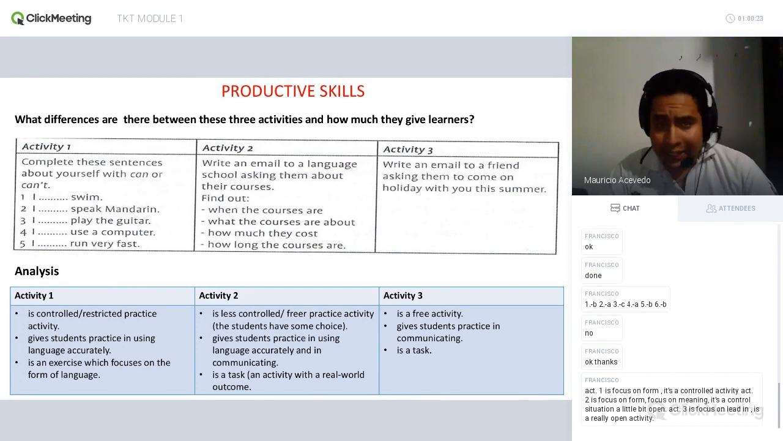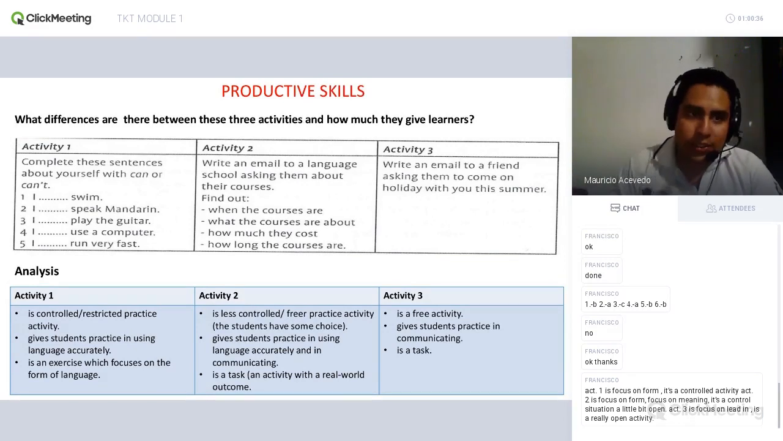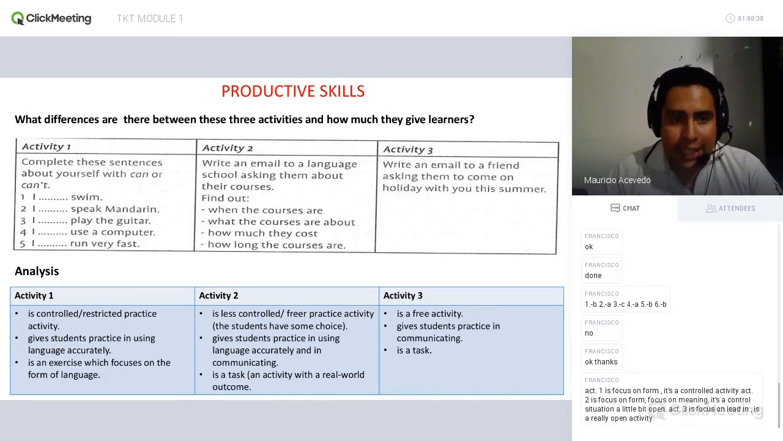Okay, in activity one, as you said, it is a controlled, restricted practice activity. It gives students practice in using language accurately, as you said, focus on form, right, to say something correct. It is an exercise which focuses on the form of language. What is the form in this case? Can or can't. Okay, very nice, Francisco. So you have a very, very similar analysis to Cambridge.